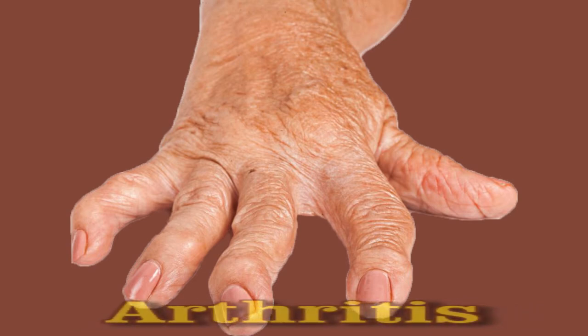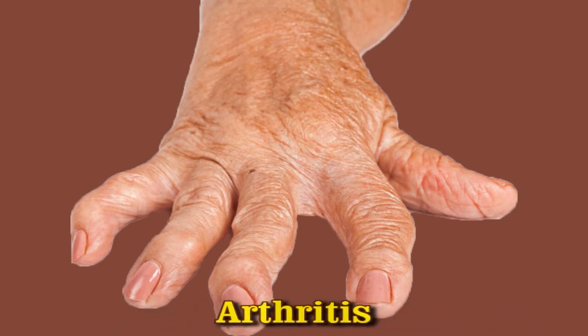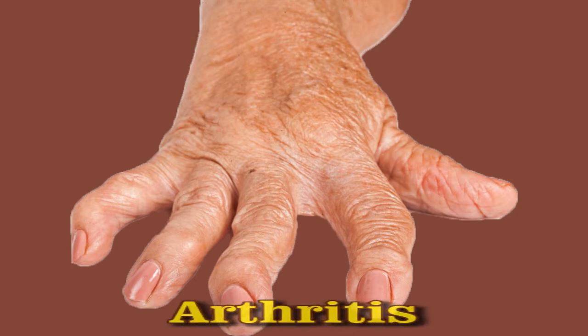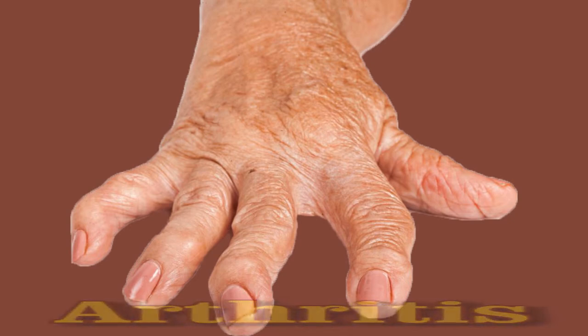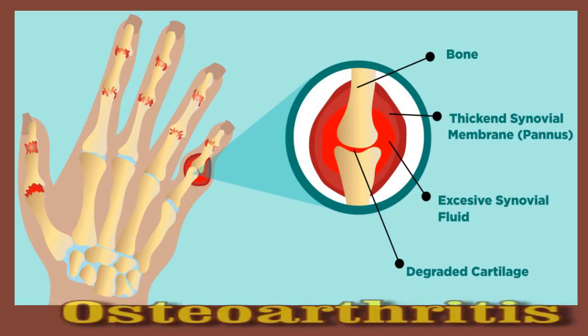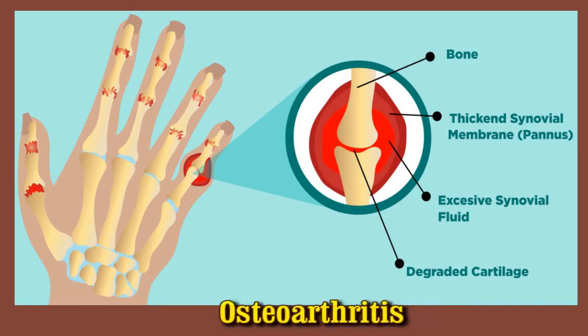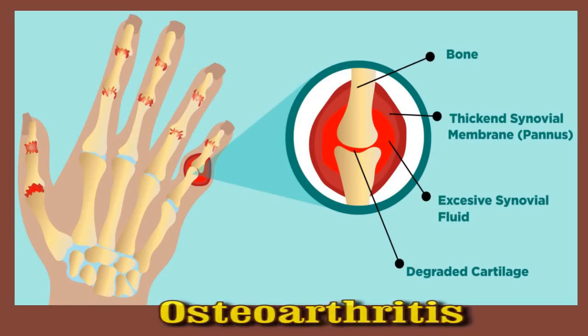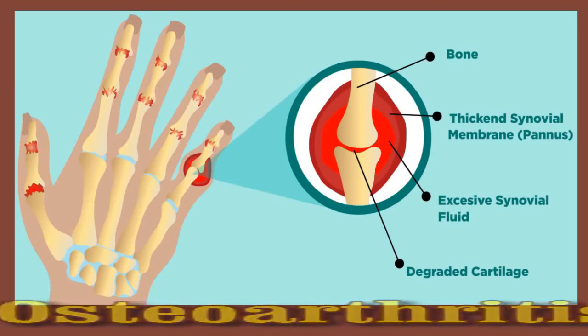Arthritis. Arthritis is a general term for conditions that lead to joint inflammation, pain, and stiffness. Two common types of arthritis include osteoarthritis and rheumatoid arthritis. Osteoarthritis. Osteoarthritis involves the loss of cartilage, which is the tissue that lines the joints. It is also the most common form of arthritis, especially among adults over the age of 50.